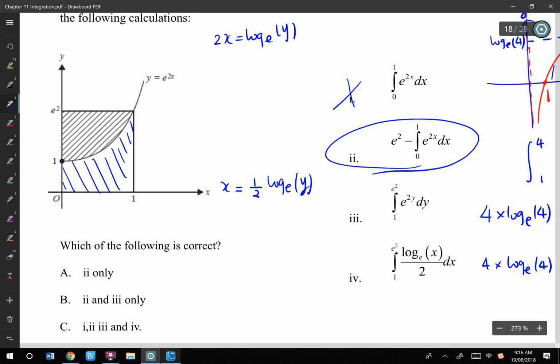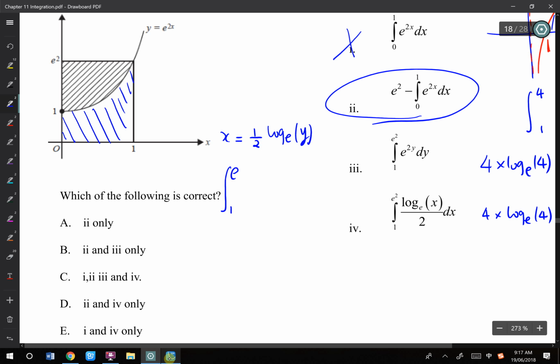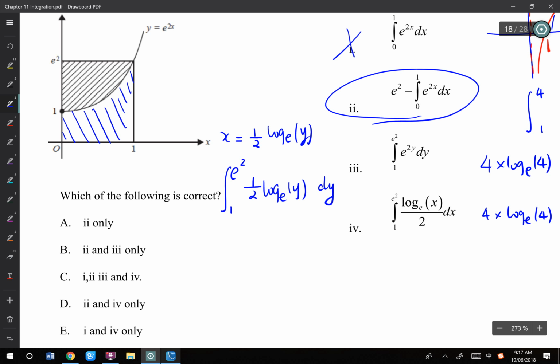Look at it this way. Now the shaded region is bound with the horizontal axis, because when you rotate it, your y-axis becomes the horizontal one. And you can see that's just the integral from 1 to e to the power of 2 of a half log e y dy. That directly gives you the shaded region. From 1 to that point on this curve, we make x the subject, so it's a half log e y.